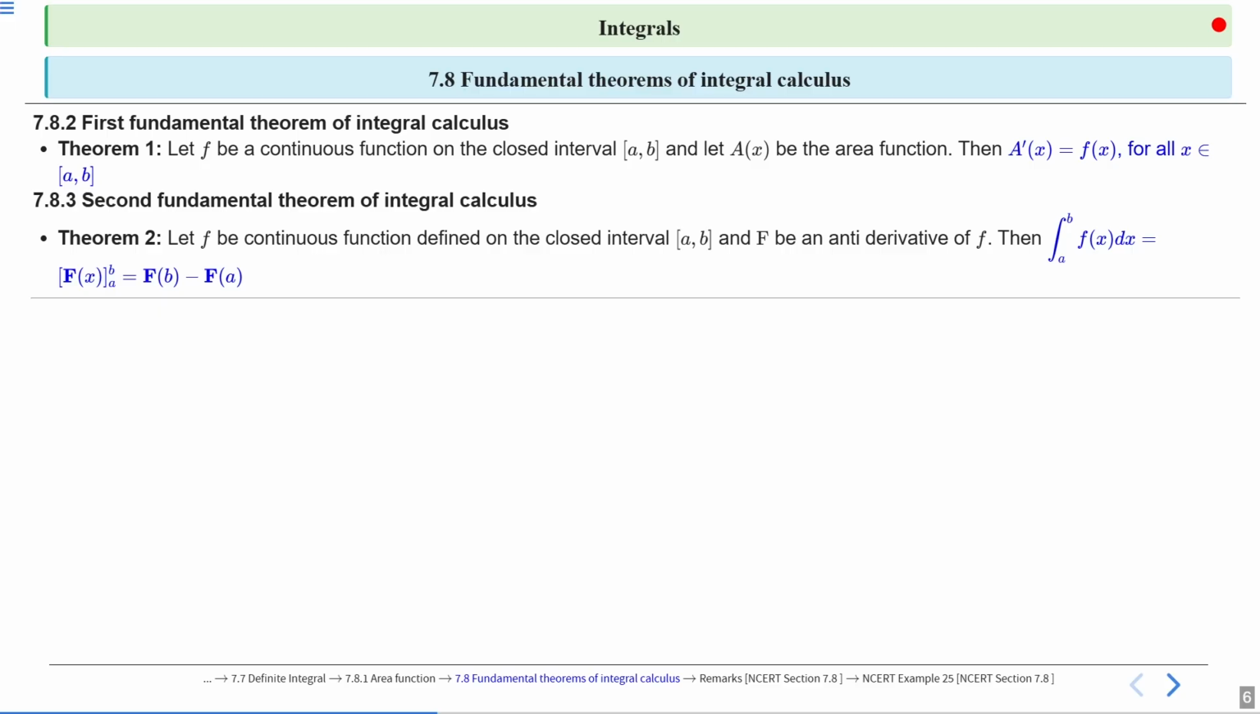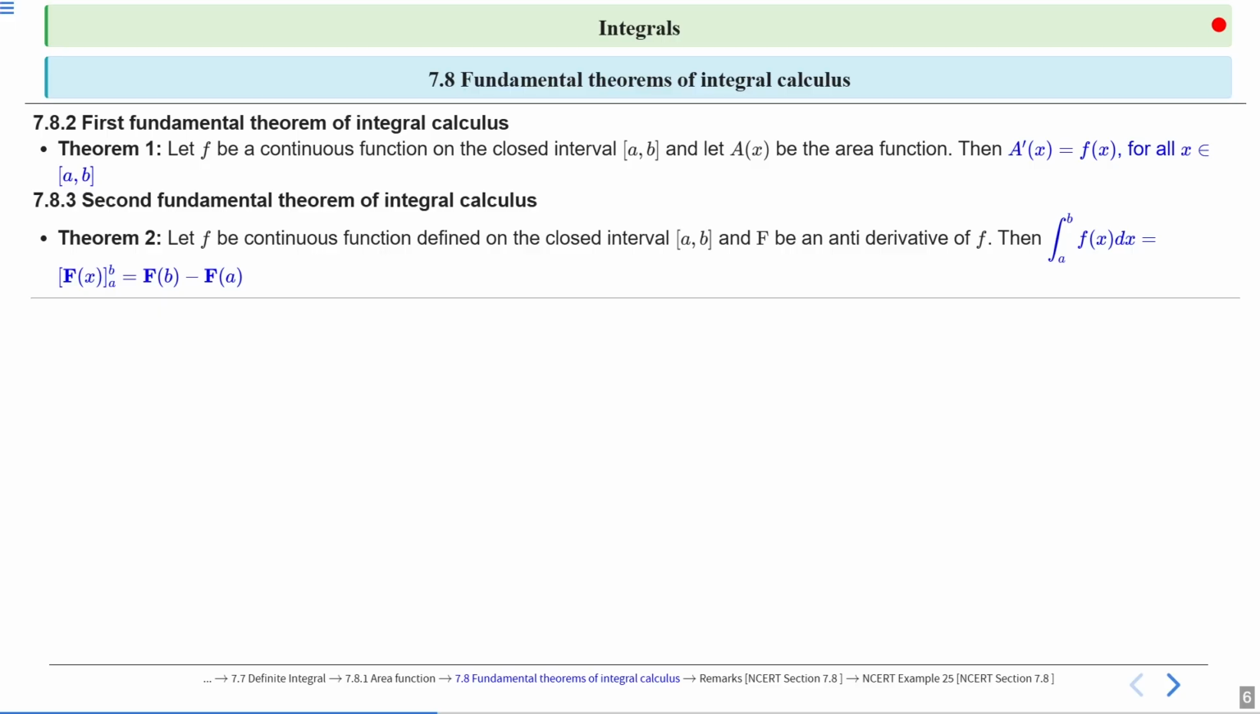So what is capital F? When we integrate the function f, that value without the integration constant is our antiderivative. So we can think of the antiderivative as the integral value. Then the definite integral from a to b of f(x) dx is equal to capital F(b) minus capital F(a). So by using the second fundamental theorem of integral calculus, we can calculate the value of a definite integral.